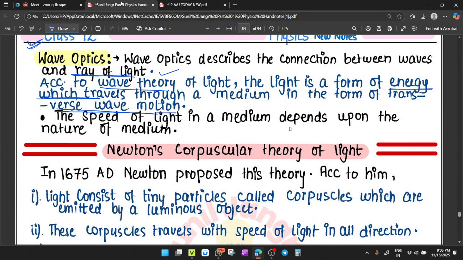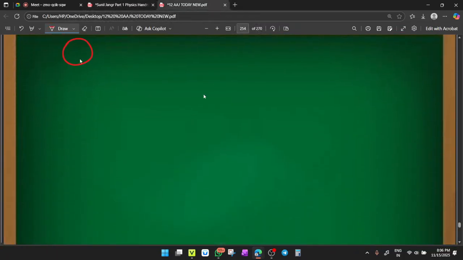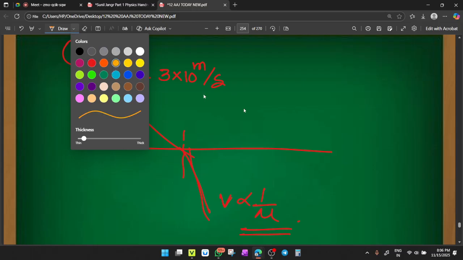The speed of light in a medium depends on the nature of the medium. In air or vacuum, the speed of light, from the sun where the light is emitted, is c, because there is absolute vacuum, 3 into 10 to the power 8 meter per second. But when it enters some medium from rarer to denser, we know that the speed of light changes reciprocally to the refractive index of the medium. Clear or not clear?